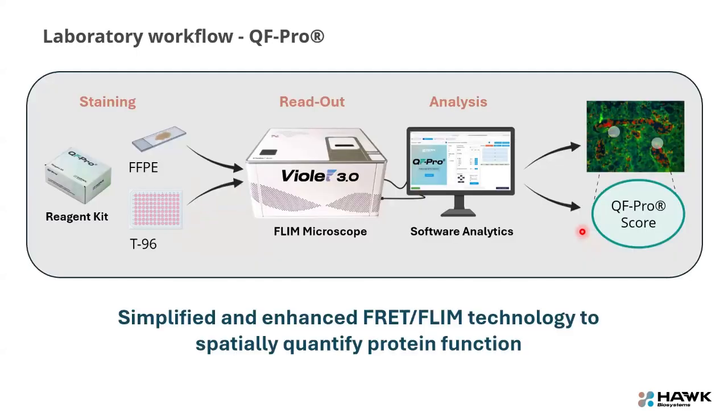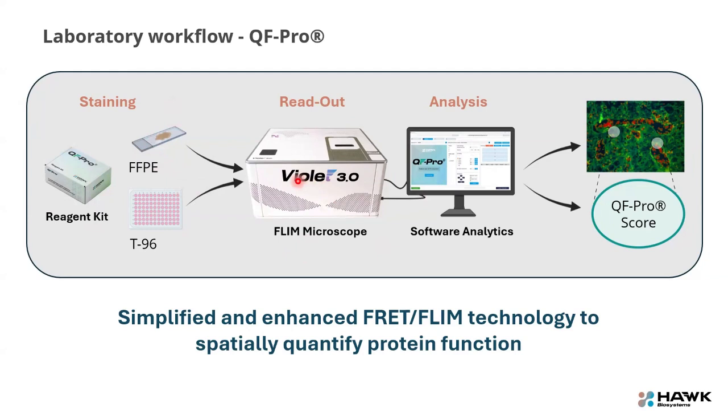So we have developed our end-to-end solution so everyone can use QFPro. Starting from the beginning, we have our reagent kits, which are suited to any type of protein interaction that you're interested in. They have all the secondary reagents, quenchers, buffers, mounting media, and so on. You just need to select your primary antibodies, and then you're good to go. We normally stain in FFPE tissue samples, but of course you can also use fixed cell lines.